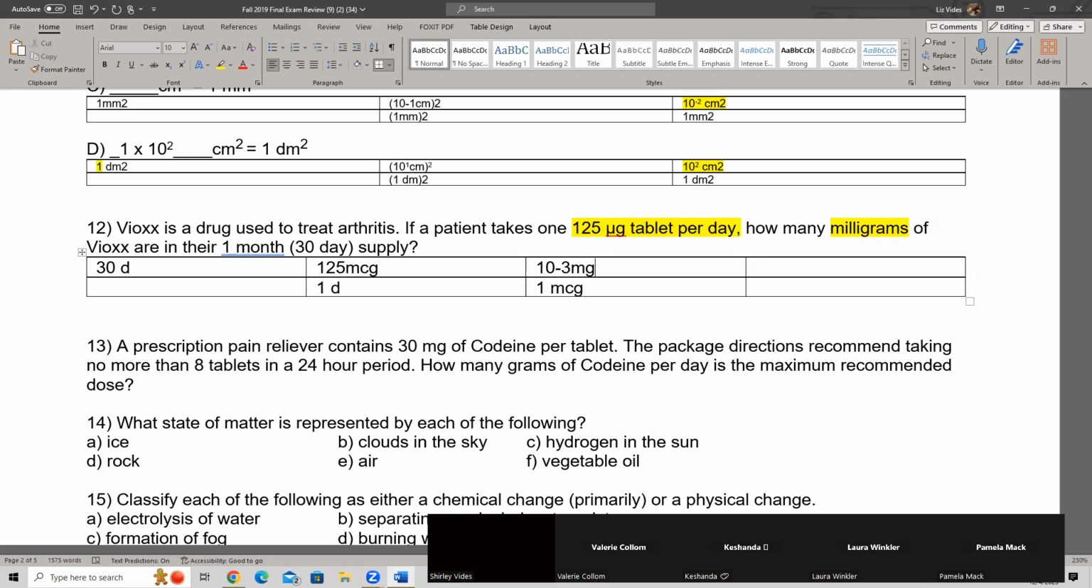So you're just multiplying 30 times 125 times 10 to the -3, or you can just leave that one alone and then do the math afterwards. So I get 30 times 125 equals 3.75 times 10 to the third, and the -3 will void that, so the answer is 3.75 milligrams.